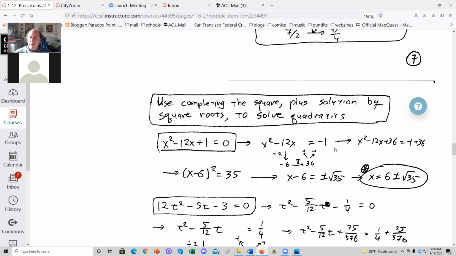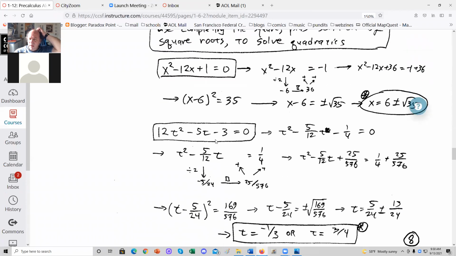This left side is x minus 6 all squared, like that. Negative 1 plus 36 is 35. Now we have a square equals 35, take square roots. x minus 6 equals plus or minus root 35. So x is 6 plus or minus root 35. These are the two solutions to this.